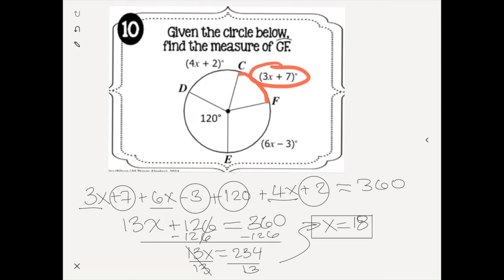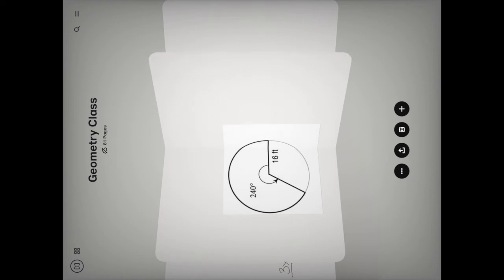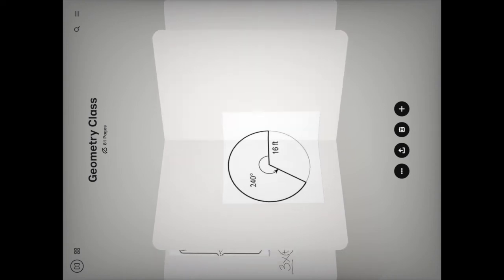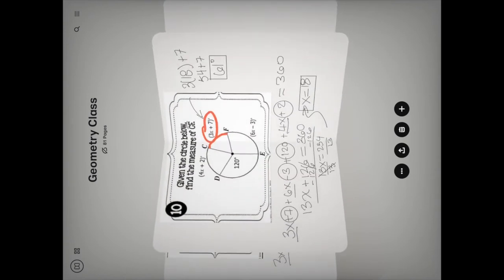So now we are going to plug in this 18 over here. So now we have 3 times 18 plus 7. 3 times 18 is 54. And 54 plus 7 is 61. So arc CF is 61 degrees. So that's how we solve these kinds of problems. Now we are going to move into something else.